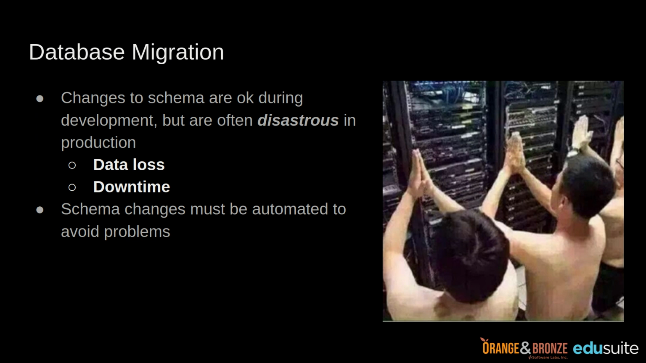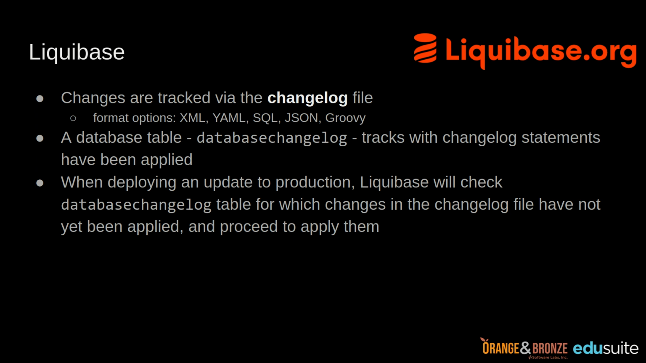So the way you avoid these problems is by automating the schema migration. Since database migrations are very high risk, you should automate them so that you minimize the chance of making a mistake. One of the most popular tools for database migration is called Liquibase. It's an open source tool, although there's also a commercial version with more features.